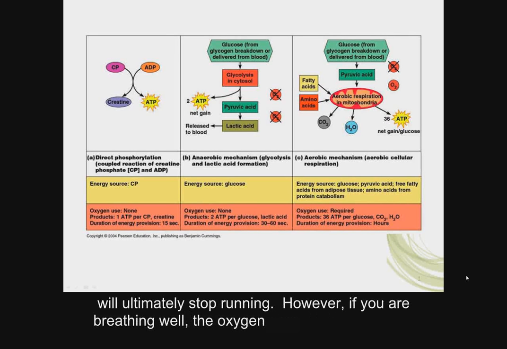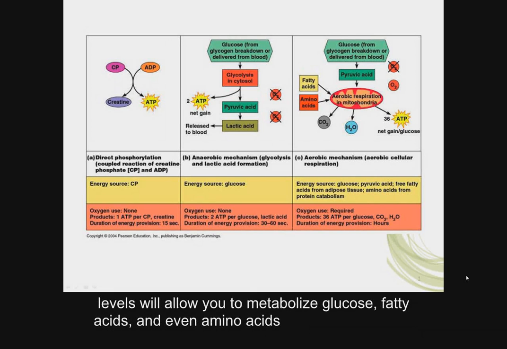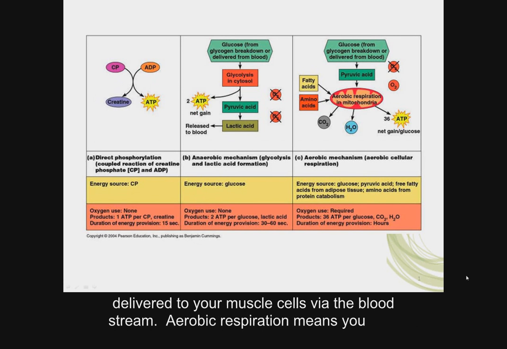However, if you are breathing well, the oxygen levels will allow you to metabolize glucose, fatty acids, and even amino acids delivered to your muscle cells via the bloodstream. Aerobic respiration means you are able to fully oxidize these metabolites and generate ATP.